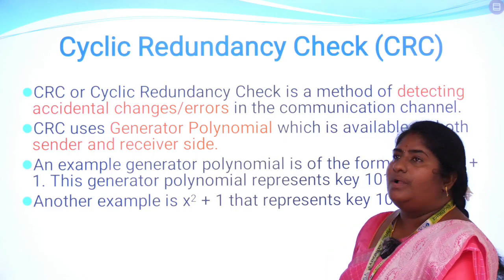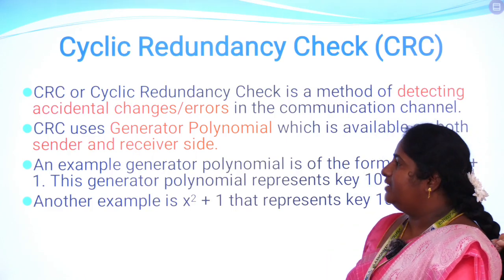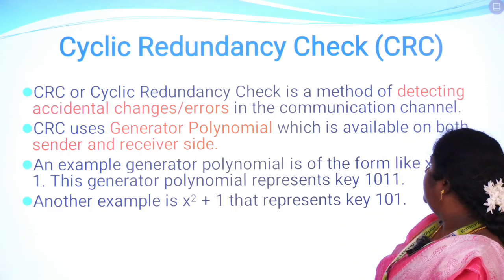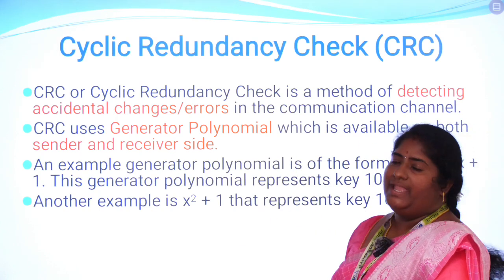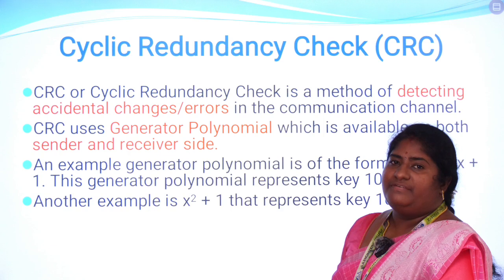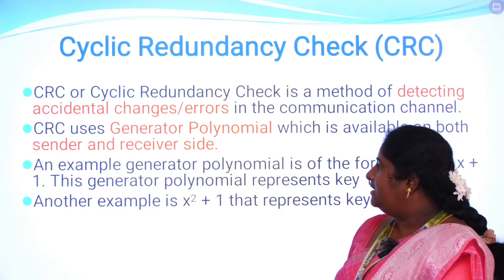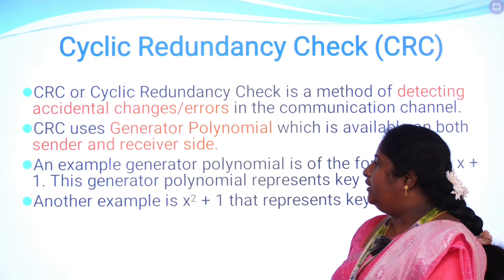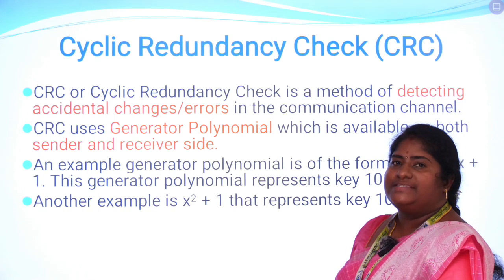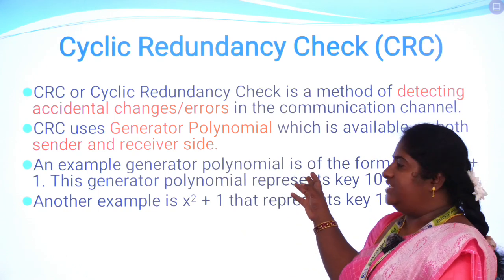And the last one is called a cyclic redundancy check. Cyclic redundancy check is a method for detecting accidental changes or errors. This will be verified with the help of a CRC, which is called a polynomial method. This polynomial method will be used at the same sender and receiver side.